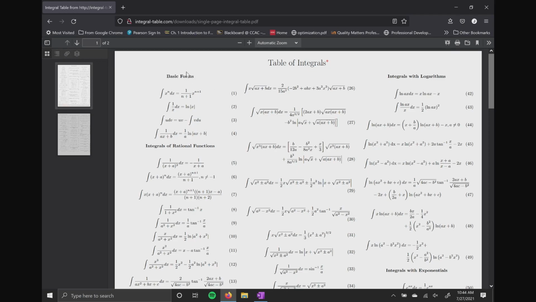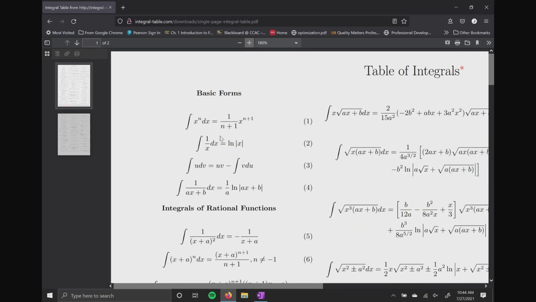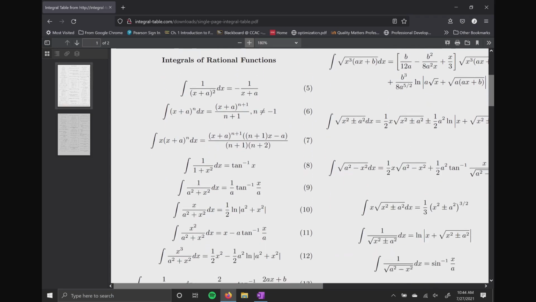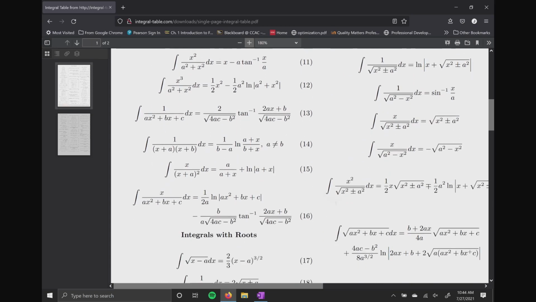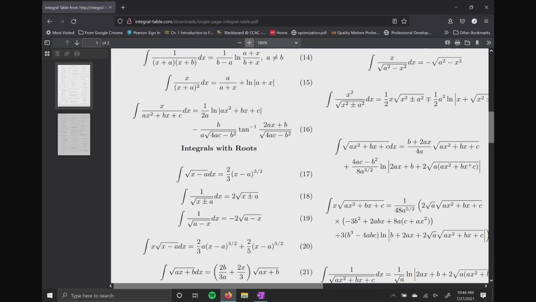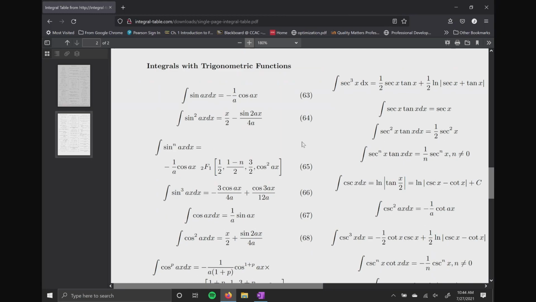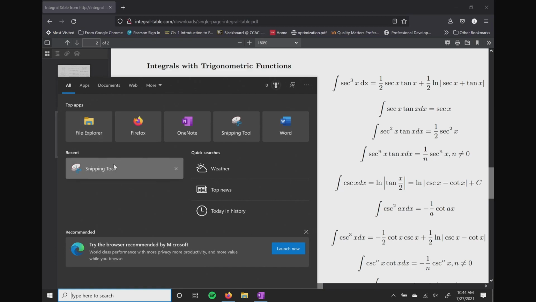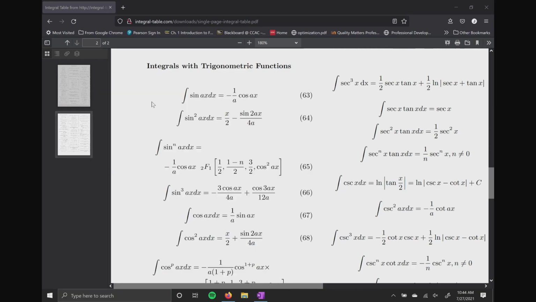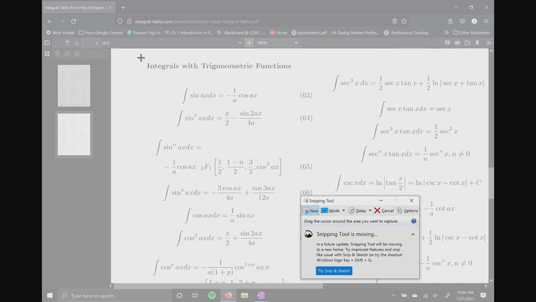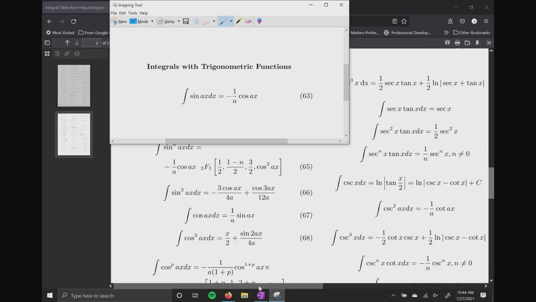So notice you got your basic forms up in the upper left-hand corner. I'll zoom in here for us. So you got your basic forms. You got integrals of rational functions, okay? Integrals with roots, and they're all labeled, different rules and everything. Here's the one I want to look at right here. So integrals with trigonometric functions. So I'm going to just go ahead and snip this real quick, put it into our notes, because I just want you to see it. All right, so we'll put this into our notes.